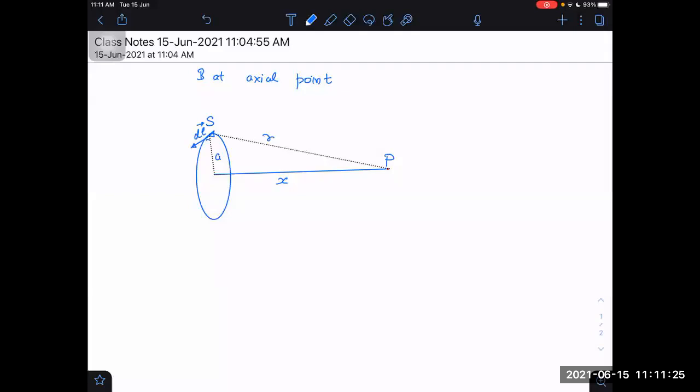dl cross r. The angle will be 90 degrees always between dl and r, right or not? Current is taken in anti-clockwise direction, right only. Yes, sir. That's why dl is tangentially upward.